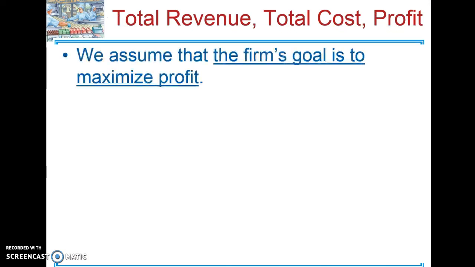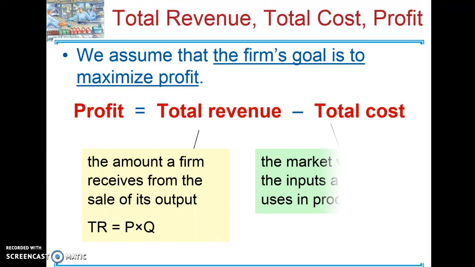We assume that the firm's goal is to maximize profit. Profit equals total revenue, which is the quantity that a firm sells times the price, minus the total cost, the market value of all the inputs that a firm uses in production.